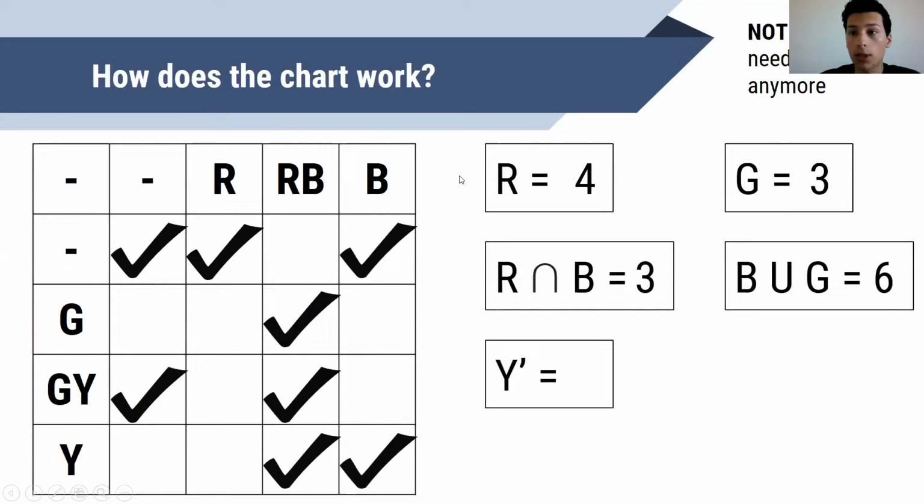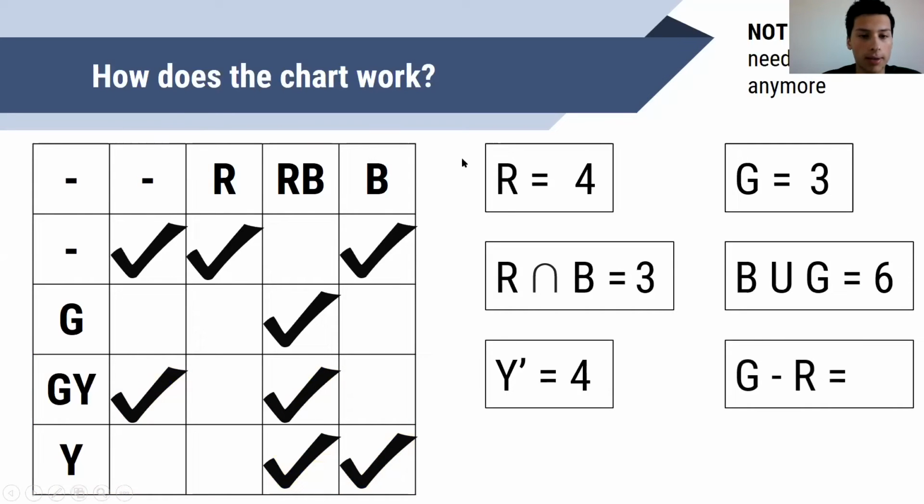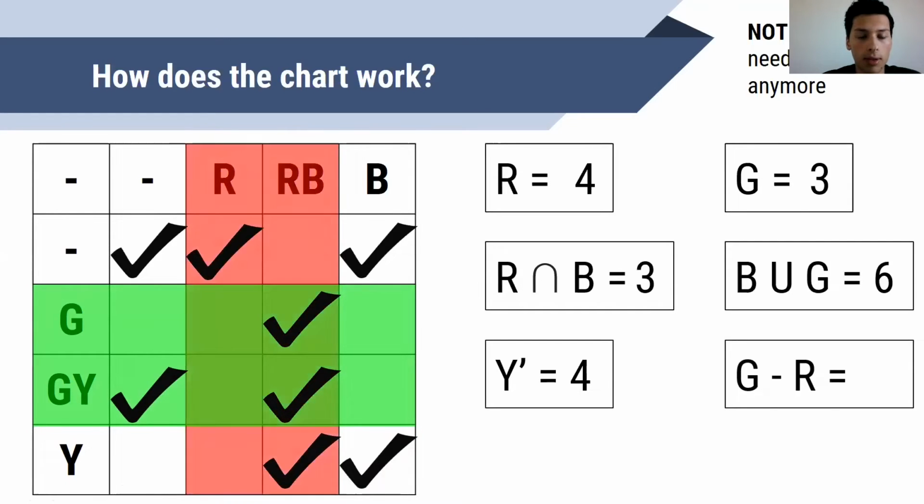Yellow prime, so the cards without yellow. So let's look at the yellow section. So we don't want these cards, so we can cross them off. And how many cards are left? 1, 2, 3, 4. Once again, it makes things very simple for you. Green minus red. So let's look at the green section here, but we don't want the red cards. So we're going to cross off the red section here because we don't want cards with red, but we still want cards with green. So there's only one card that fits that. So the answer here is 1.